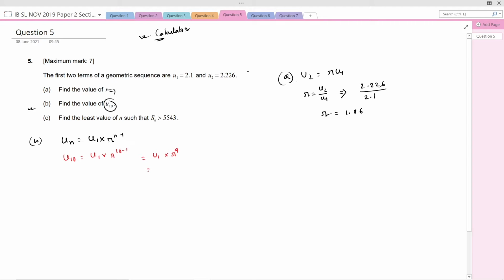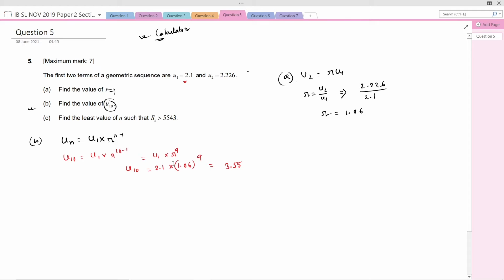The value of u1 is given here, 2.1. So 2.1 into r to the power 9, where the value of r is 1.06 to the power 9. So u of 10 equals this. After calculating, you will find this to be 3.55. You just need to calculate this. You can use any scientific calculator and find the value of this.